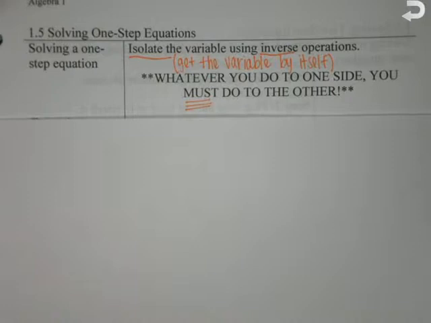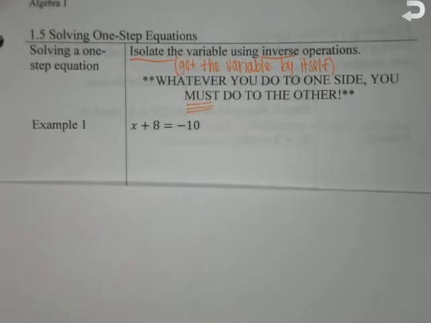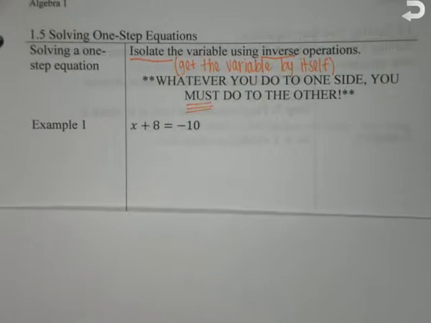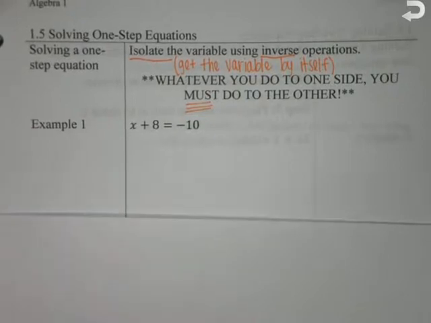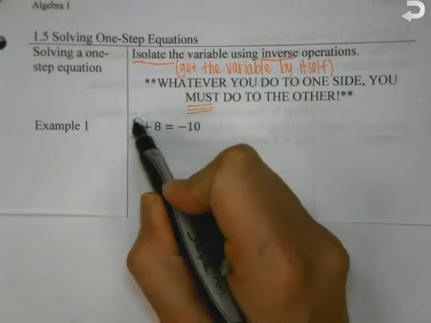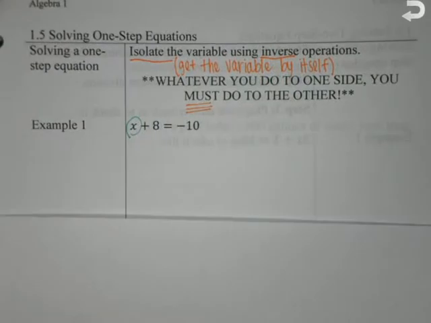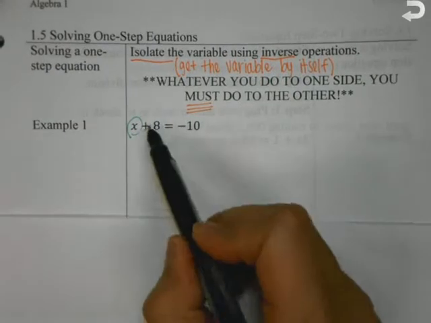Example 1. X plus 8 equals negative 10. What is the variable in this problem? X. Good, X. My variable is X, and I want to get X by itself, which means I have to get rid of this positive 8.